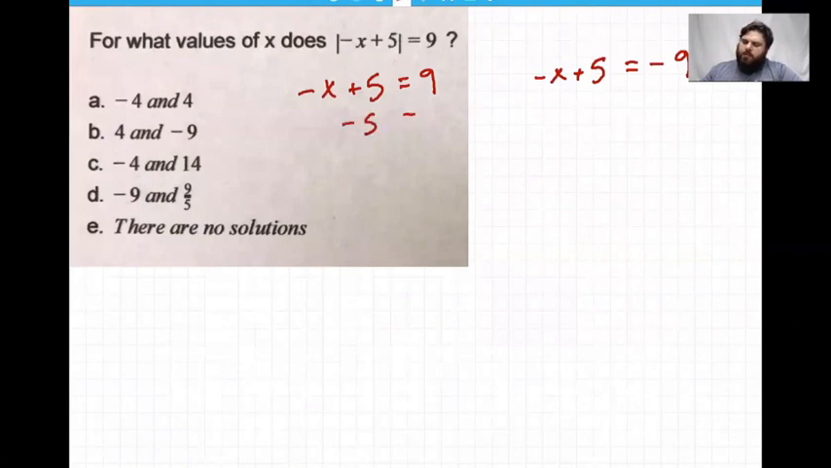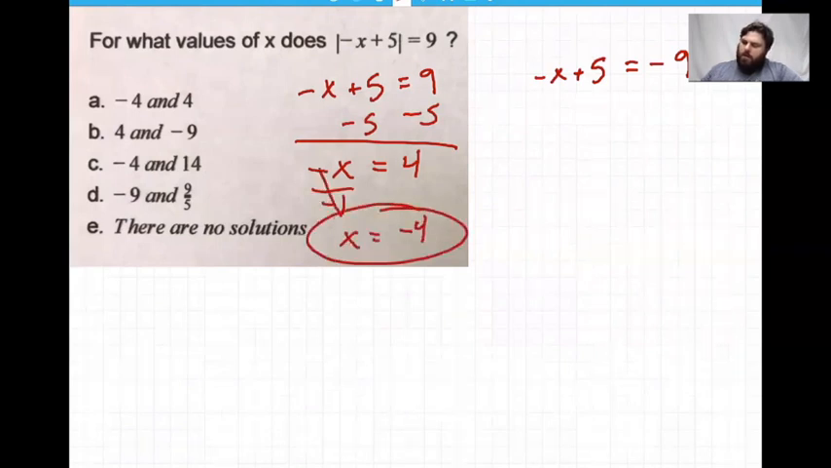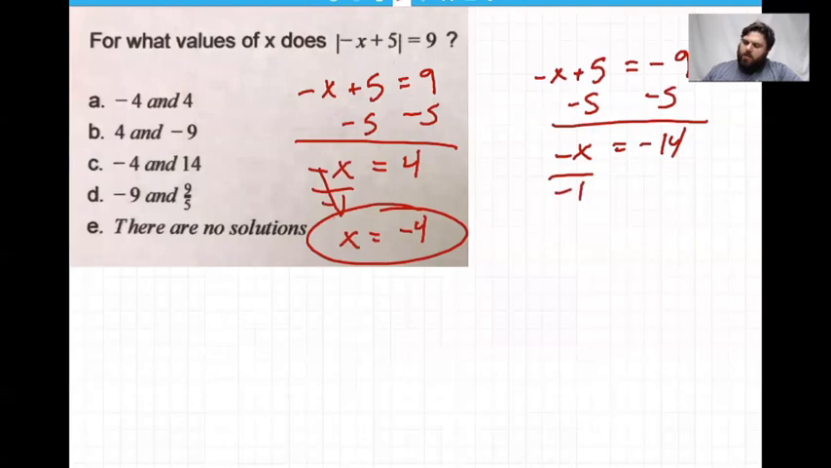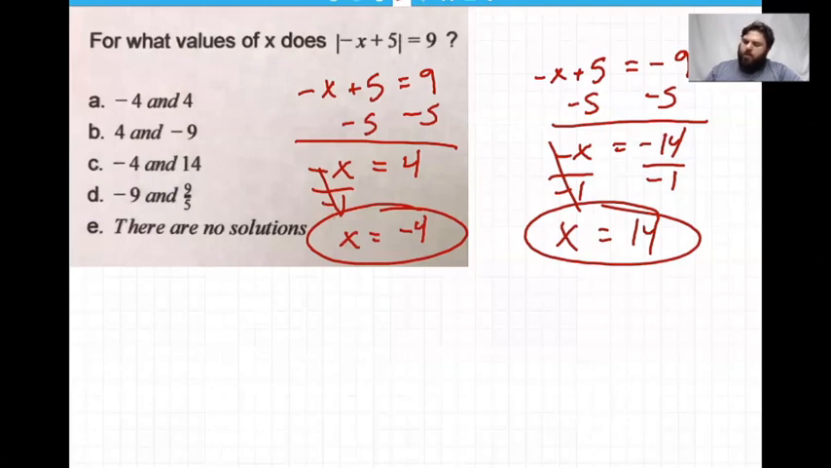So we just subtract 5 from both sides. We get -x equals 4. We divide by -1. We get x is equal to -4, okay? Over here, we do the same thing. We get -x is equal to -14. When we divide by -1, that changes the sign to a +14. So -4 and 14, we're going to say answer choice C is correct. -4 and 14 are the values of x that make that equation true.